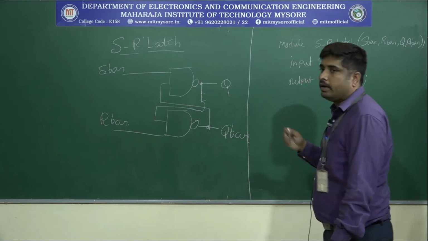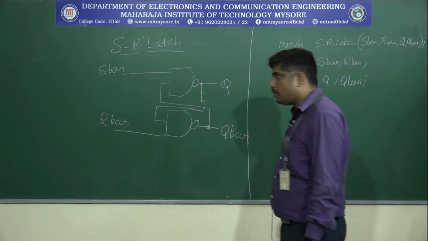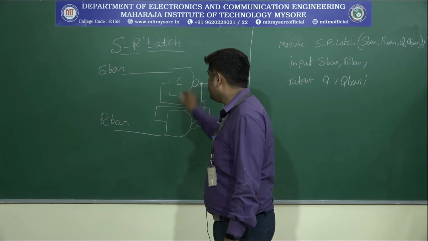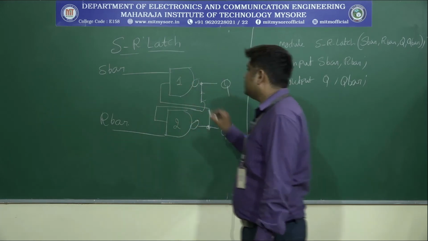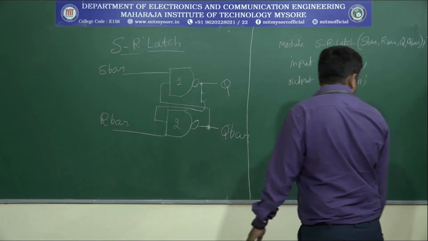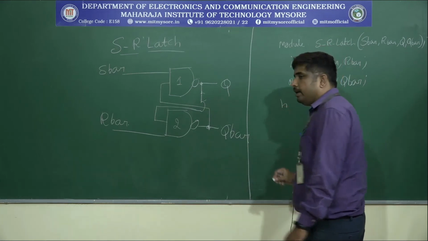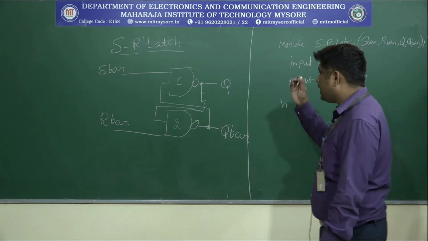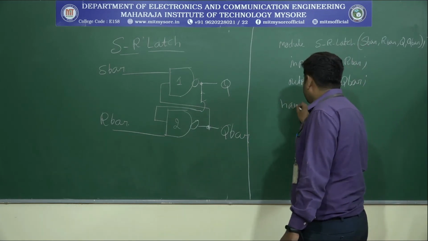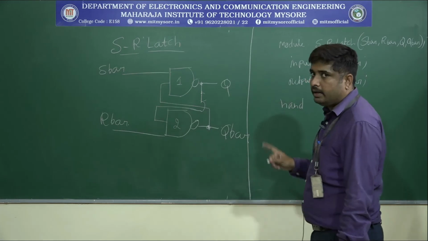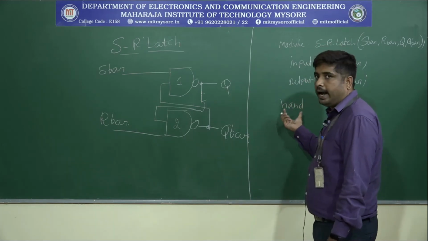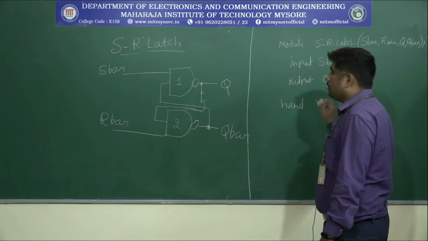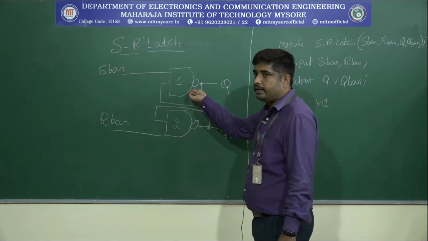Directly we go to instances. How many instances here? Obviously two instances: one is NAND gate 1, another one is NAND gate 2. There are primitive gates available in Verilog HDL, so we directly mention the primitive gate, that is NAND. NAND is the predefined word. The name of the first NAND, you name it as N1. That is the first one.